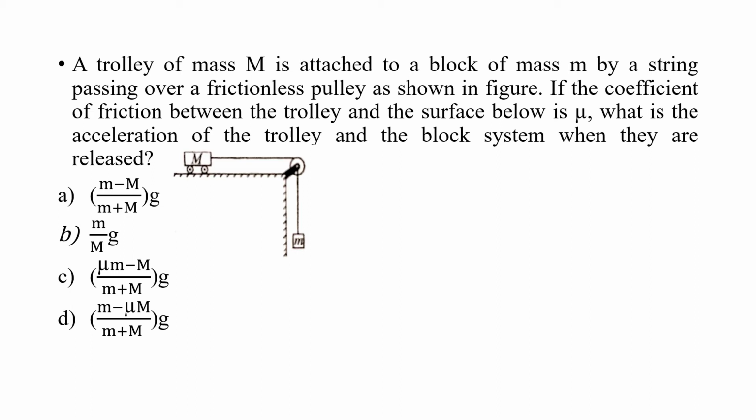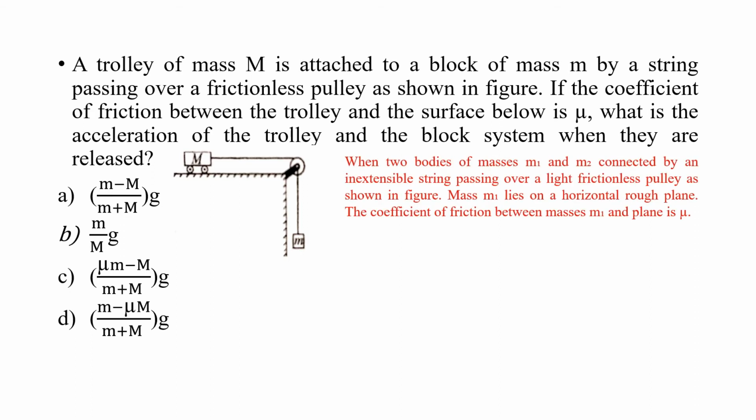In this problem, you were asked to find the acceleration of the given system of two masses, capital M and small m, where M lies on the horizontal plane and small m hangs freely. So for solving this problem, we are using the following concept. When two bodies of mass m1 and m2 are connected by an inextensible string passing over a light frictionless pulley as shown in figure.